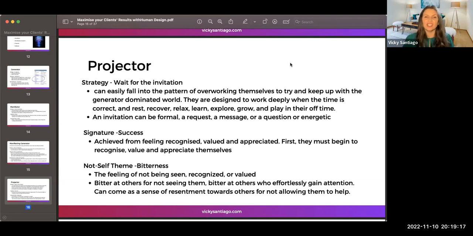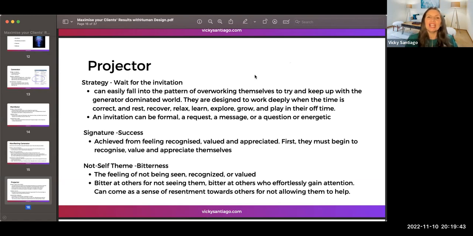Okay, so that invitation can be a formal invitation, a request, a message, a question, an energetic invitation. This is really good to know for working with projector clients because you just need to say, I invite you, as part of what you're doing. I invite you to book a session. I invite you to do your after session tasks. I invite you to stop eating sugar, right?